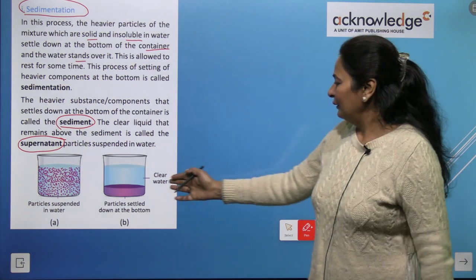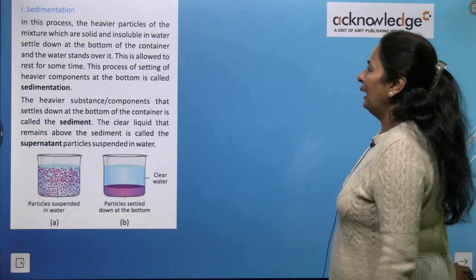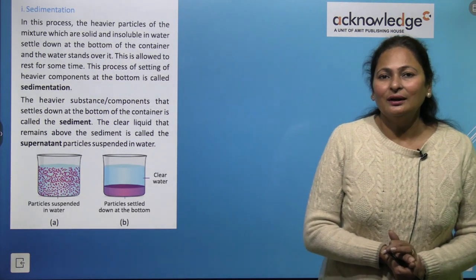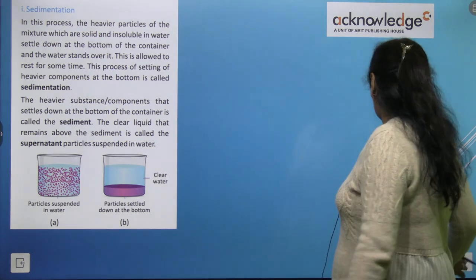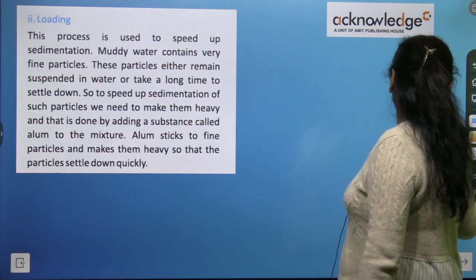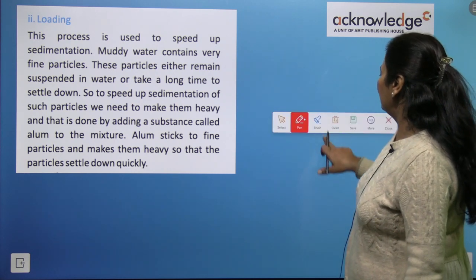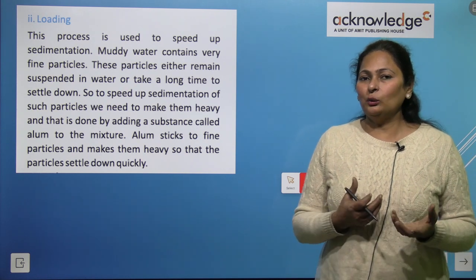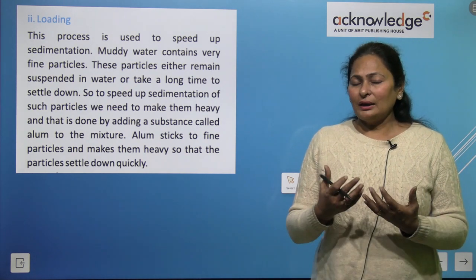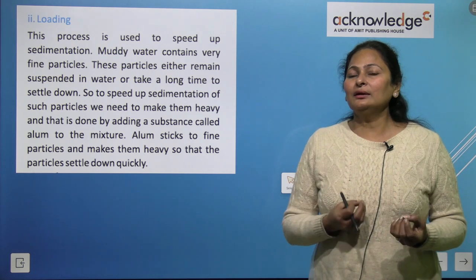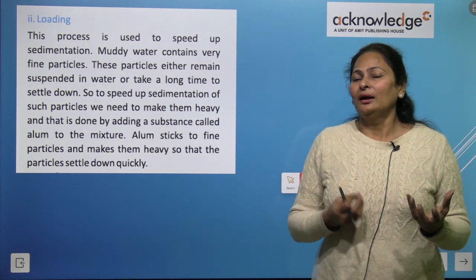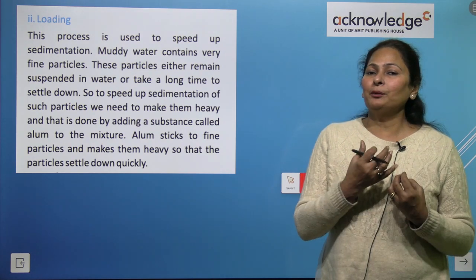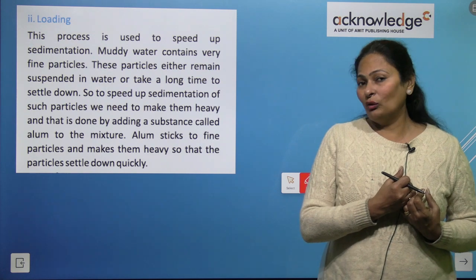Now let's see, particles settle down at the bottom and we can separate it, right? Have you understood the sedimentation? So the next process is loading. As I told you, to separate the insoluble impurities from the liquid, the sedimentation we use it when the insoluble solids are heavier than water. Now, what happens if the impurities are not heavier than water, then what will we do?